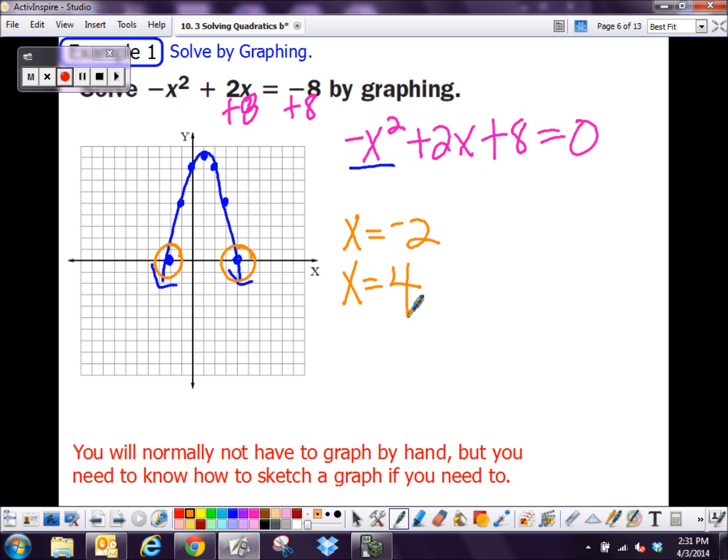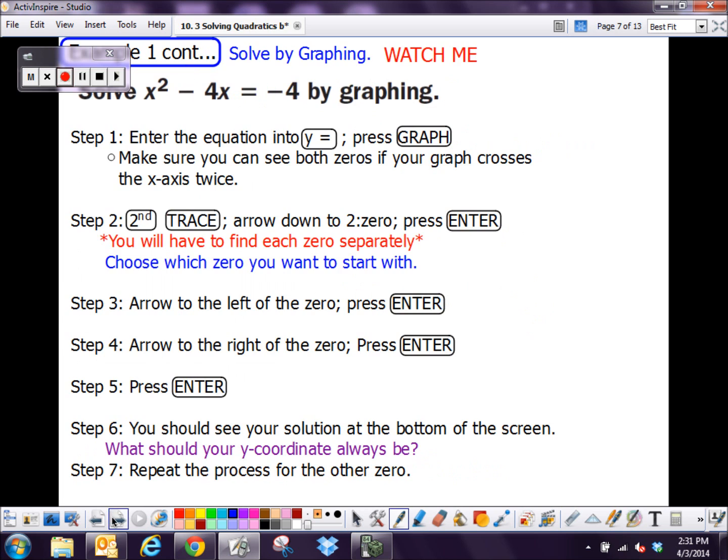Okay, now if I wanted to write those as an ordered pair, which is not always necessary, but just in case, we know it would be negative 2, 0, and 4, 0. Okay, and that's if we were to sketch it by hand. But what I'm going to show you now is how to get these answers by graphing in the calculator instead of graphing by hand.